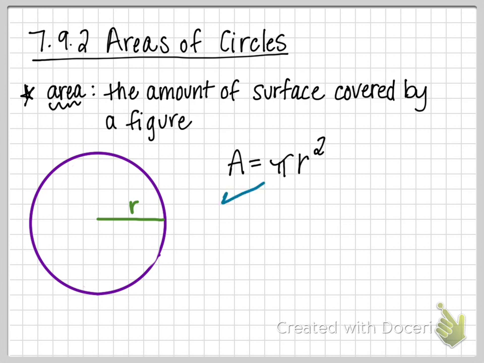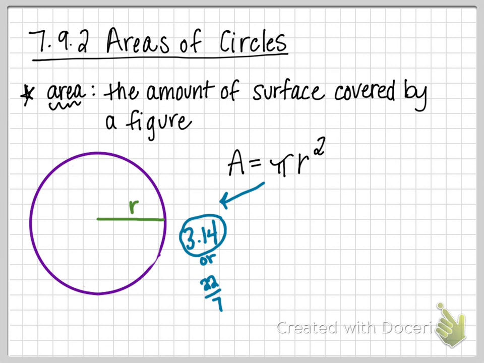Pi can be 3.14 or 22/7. You can use either one. I would say generally it is widely accepted to use 3.14. If you are specifically told to use 22/7, do that. Otherwise, I think 3.14 is probably your best bet.